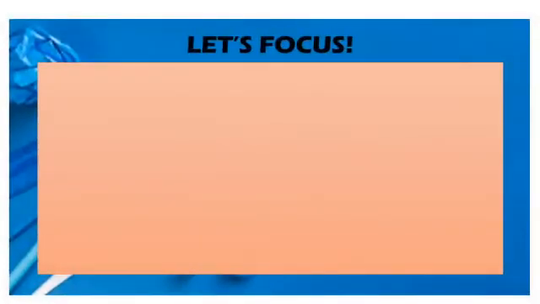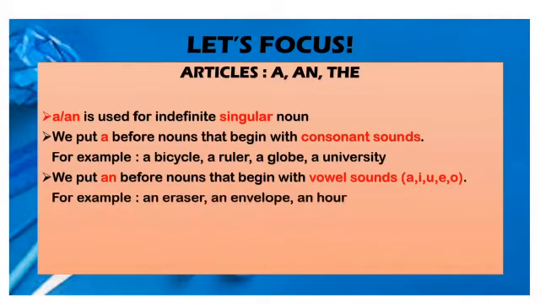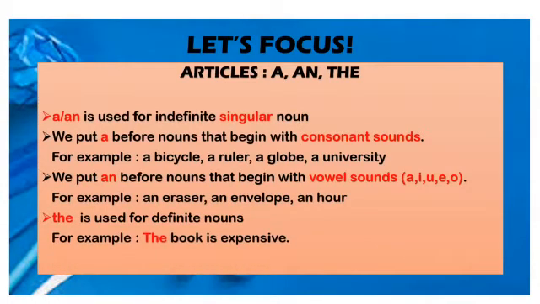Okay, now let's focus on a, an, and the. A or an is used for an indefinite singular noun. We put a before nouns that begin with consonant sounds. For example, a bicycle, a ruler, a globe, a university. We put an before nouns that begin with vowel sounds: A, I, U, E, O. For example, an eraser, an envelope, an hour. The is used for definite nouns. For example, the book is expensive.